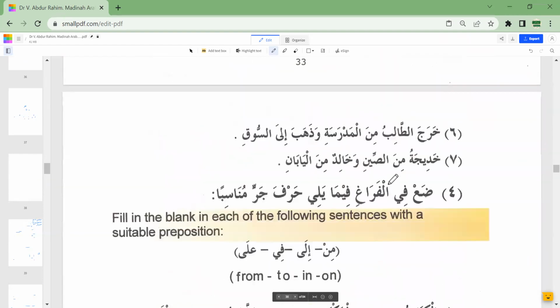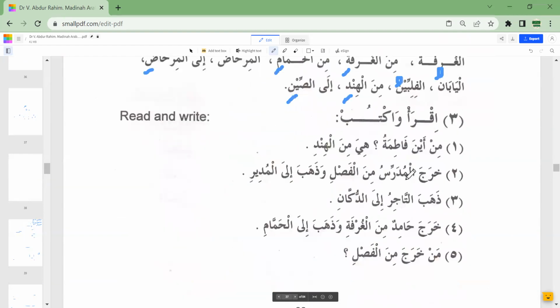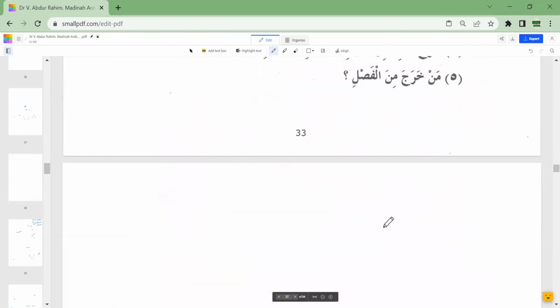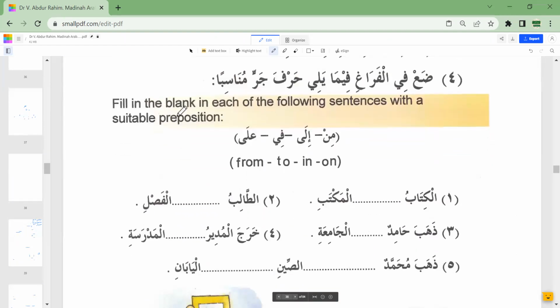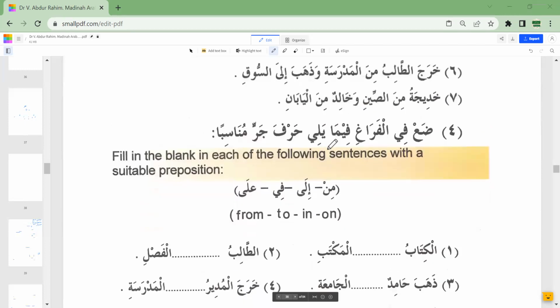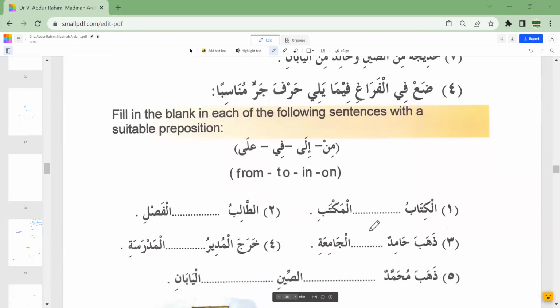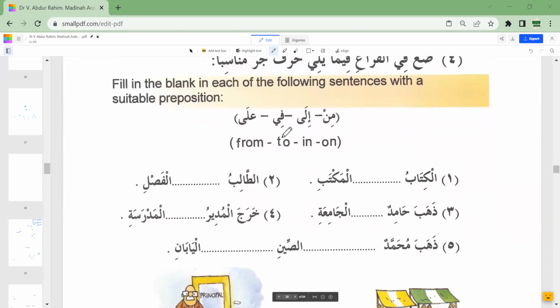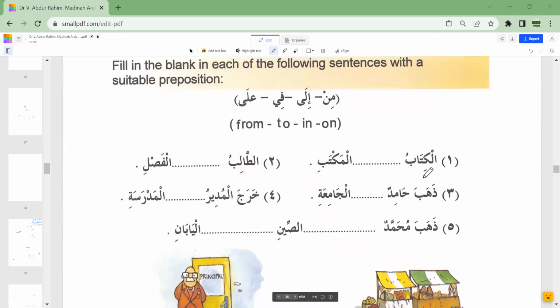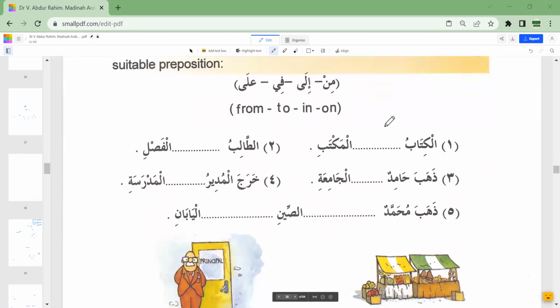I think we can skip this and look at... I know you know how to read, so we'll go a little bit ahead and do some of the exercises. Maybe we can do a little bit of lesson number 5 as well. Okay. Fill in the blank with a suitable preposition. So here we have our 4 prepositions. Min is from, ila is to, fi is in, and ala is on. So you can give this one a try.